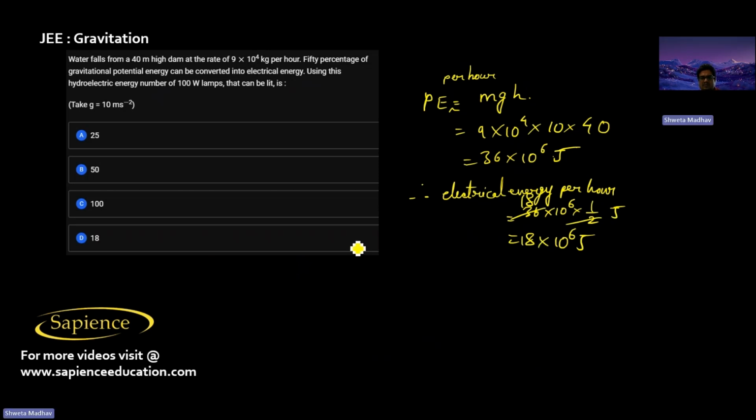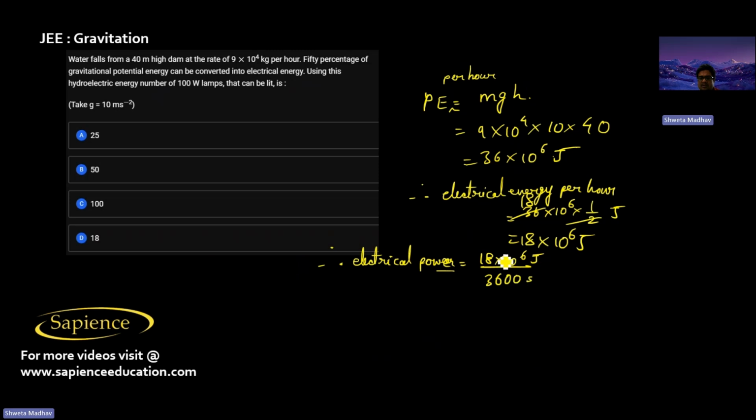So now, therefore, the electrical power output, the electrical power that is obtained, is equal to 18 into 10 power 6 divided by 3600 seconds. That's why we need the power, which is equal to energy by time.